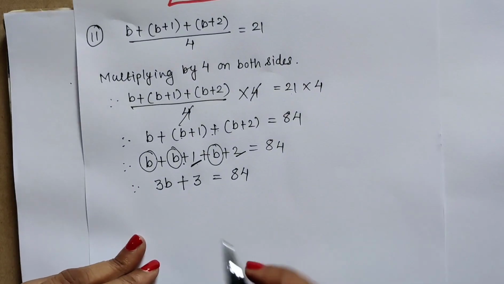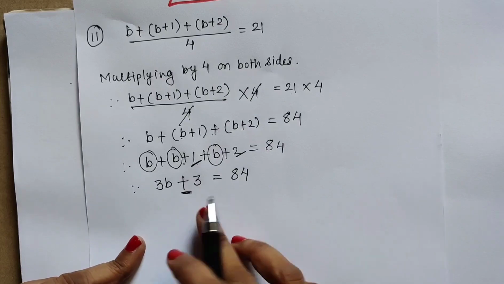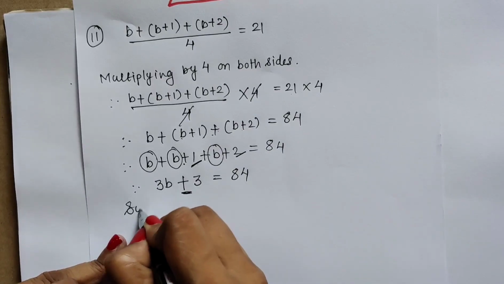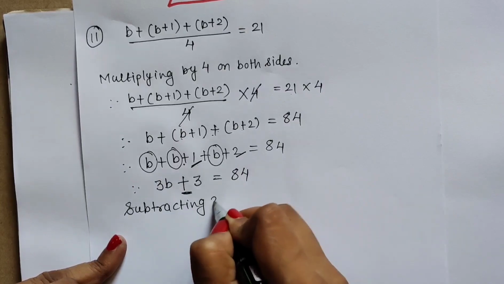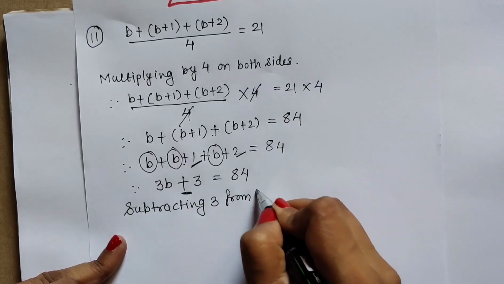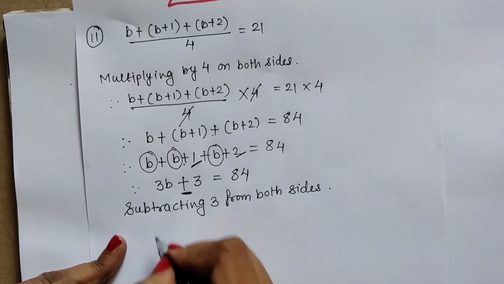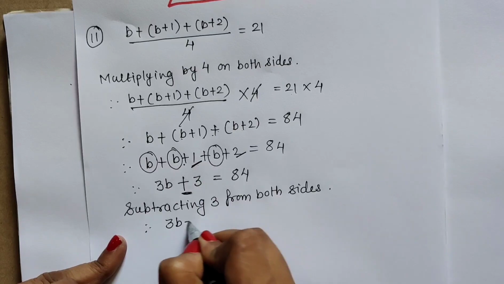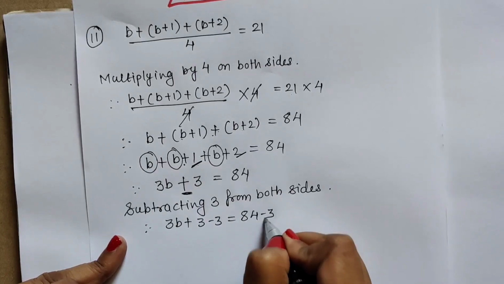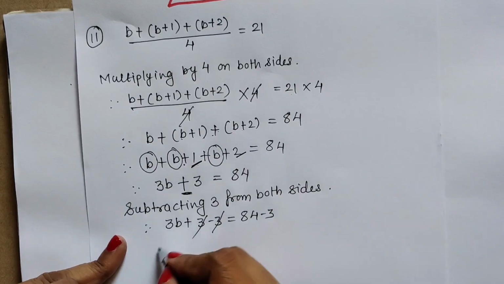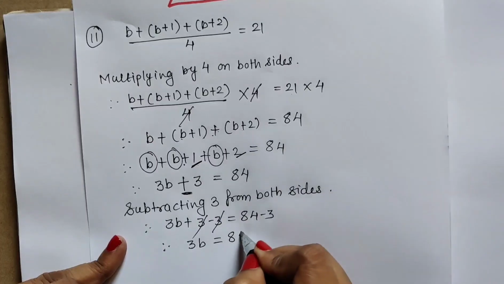Now next we will transfer this plus 3 from the left hand side. Here it is added, so what we have to do? Subtract 3 from both sides. So we are going to subtract: 3b plus 3 minus 3, and 84 minus 3. Plus 3 minus 3 cancelled. 3b is equal to 84 minus 3, which is 81.